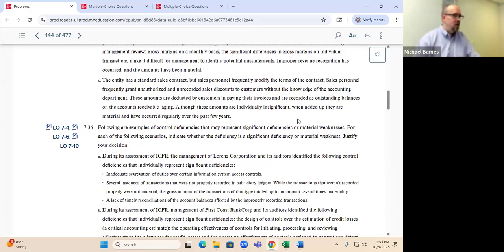Sales personnel frequently grant unauthorized and unrecorded sales discounts to customers without the knowledge of the accounting department. These amounts are deducted by customers paying their invoices and are recorded by outstanding balances in their accounts receivable aging. Although these amounts are individually insignificant, when added up, they are material and have occurred regularly over the past few years.